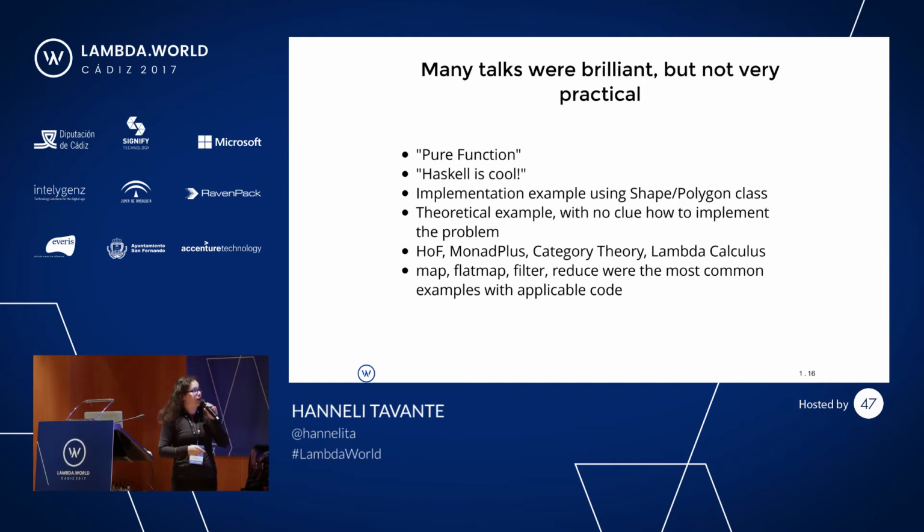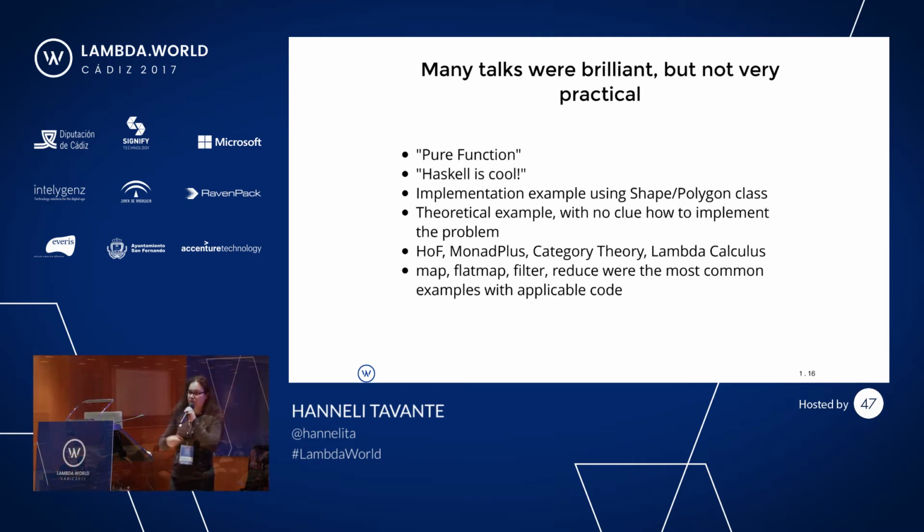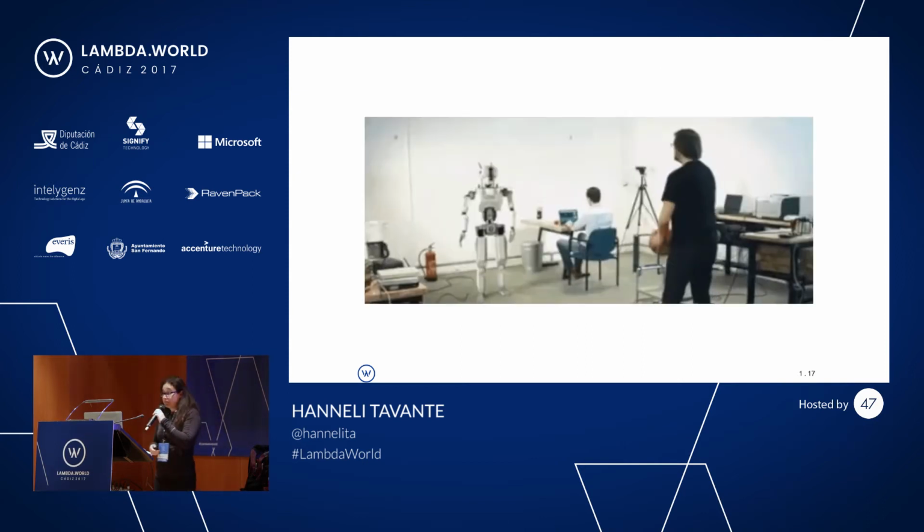I've seen some talks that were covering some theoretical problem, but there was no clue how to implement that, or at least not even some sketch of the code. I've seen many talks about things like higher order functions, monad plus, category theory, but how could I start writing some code to put this in production? It looks like the topics that I could find something more approachable for, at least for immediate production, were talks about map, flat map, filter, reduce. In general, higher order functions were pretty practical.